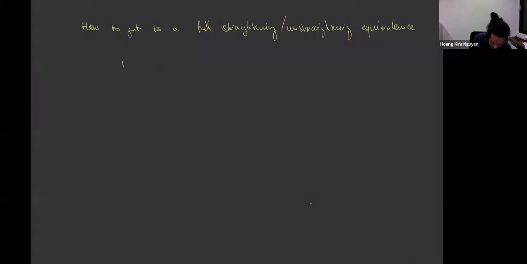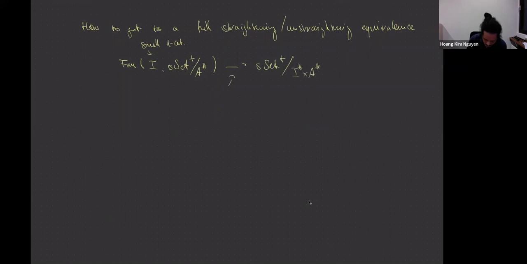So what we can do is look at the functor category, so that's from a small one-category into marked simplicial sets with the cocartesian model structure. And again, I'm ignoring sizes here. We take this with the projective model structure, and then you just have to show that this induces a Quillen equivalence with marked simplicial sets over the product.